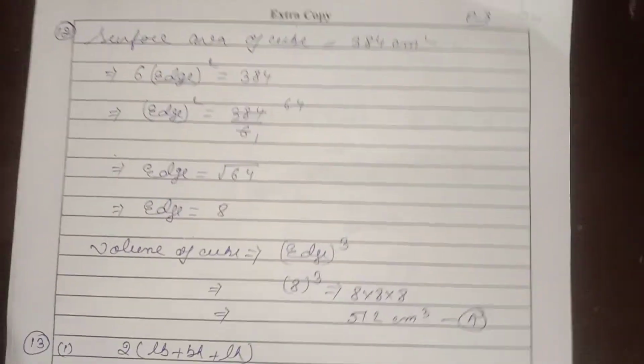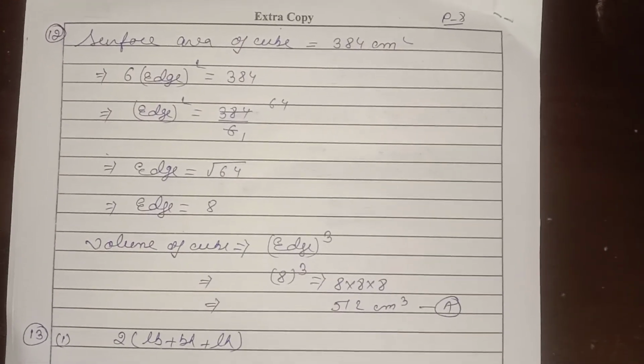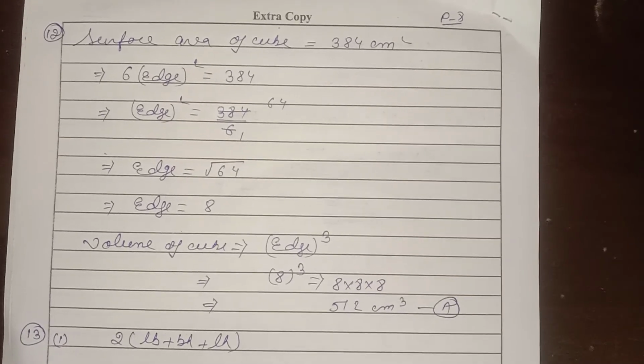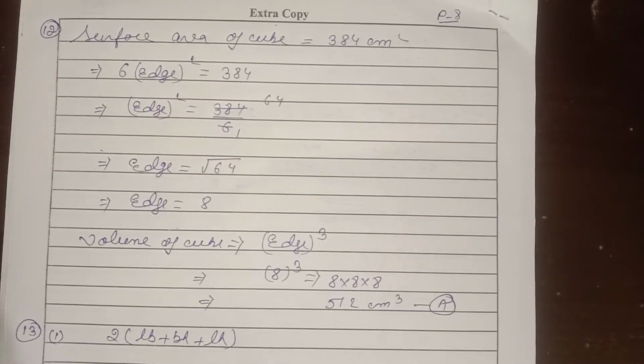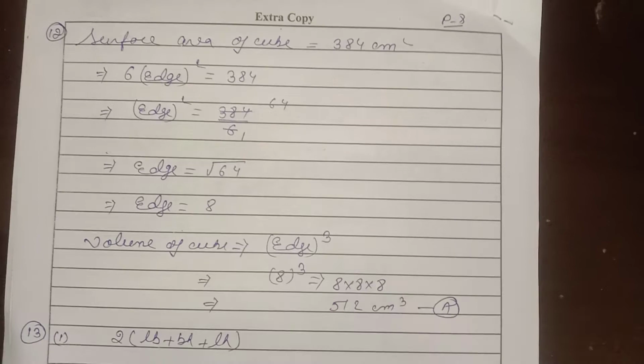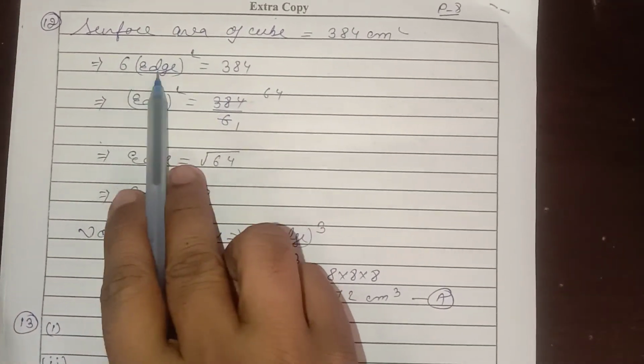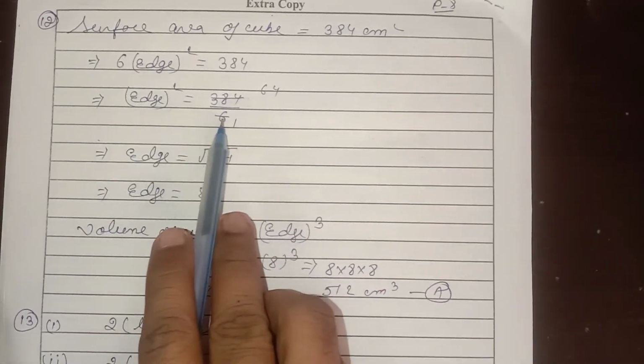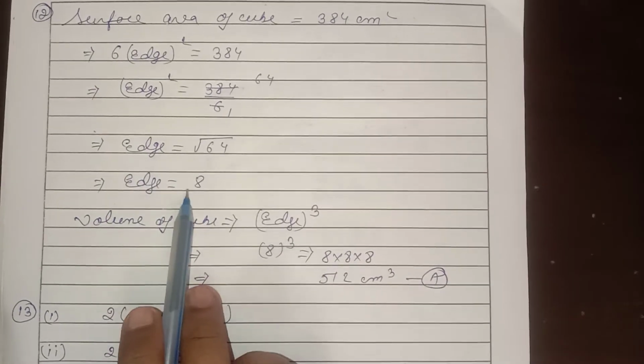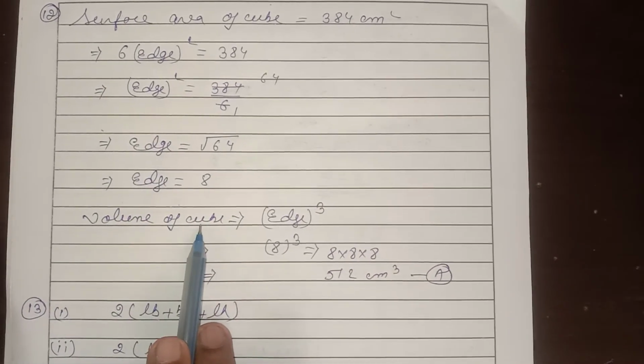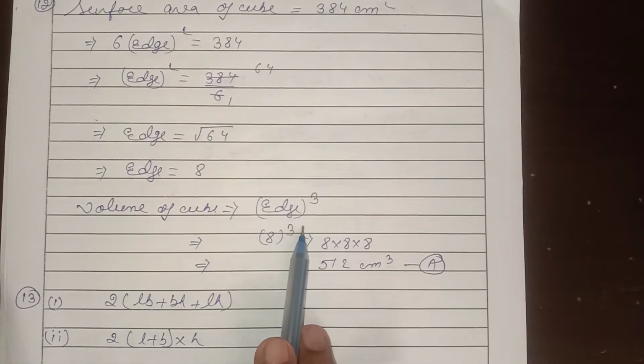Here the total surface area of a cube is given as 384 centimeter square. As we know, the formula for surface area is 6h square. So 6 you have to divide to the other side and h you can write down as 8. We have to find the volume of a cube, that is h cube. If you multiply, you will get your answer.